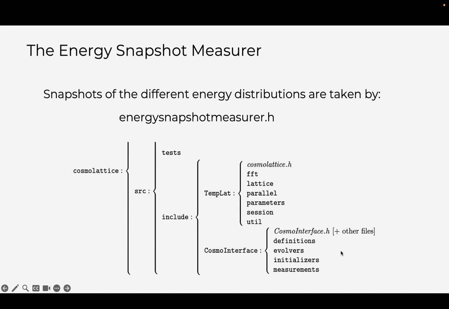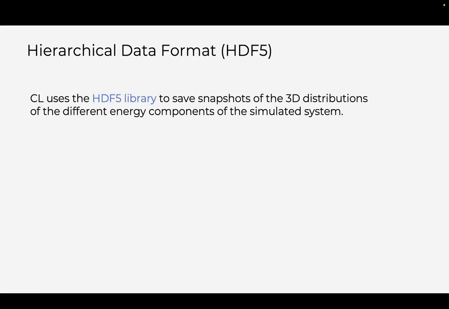You can find it here in the measurements folder, and it outputs your snapshots in so-called HDF5 files. So CosmoLattice uses the HDF5 library, which is a library which is able to store big amounts of data very efficiently and structure them also fairly well. So in science, it's fairly commonly used.